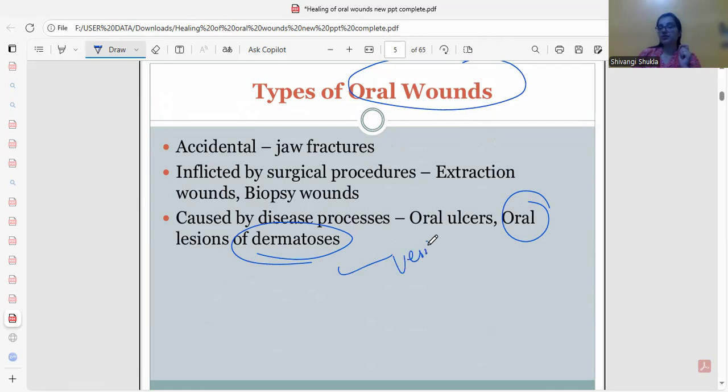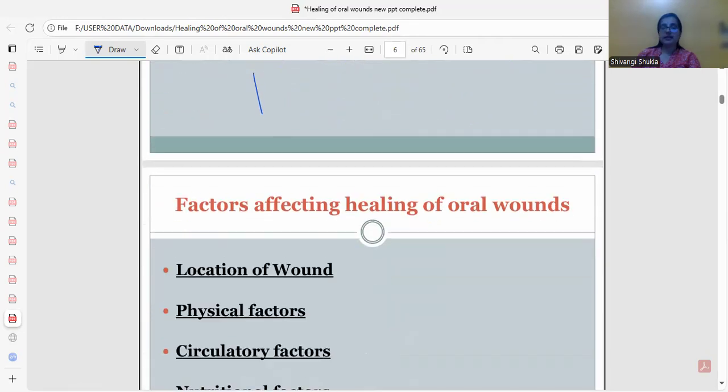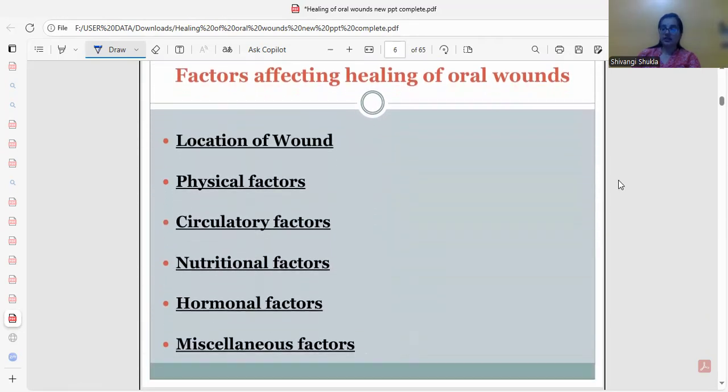Oral lesions of dermatosis can be there. Vesicle formation जो होता है basically, और dermatosis में we can count pemphigus, pemphigoid. Then there can be a lot of wounds, well, like diseases can be there that can have a wound-like appearance. The factors that affect the healing of wound.